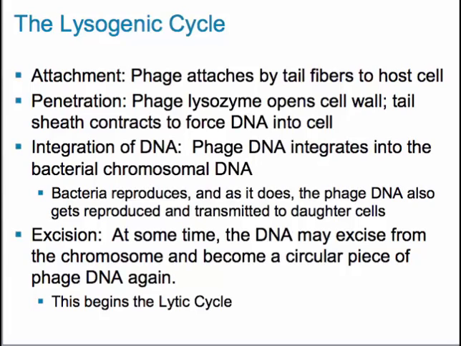But in some bacteria, at some point there may be a cue that causes the DNA to excise from the chromosome. It becomes again a circular piece of phage DNA, and this begins the lytic cycle once again, and it goes back to lysing those bacterial cells and creating new bacteriophage.